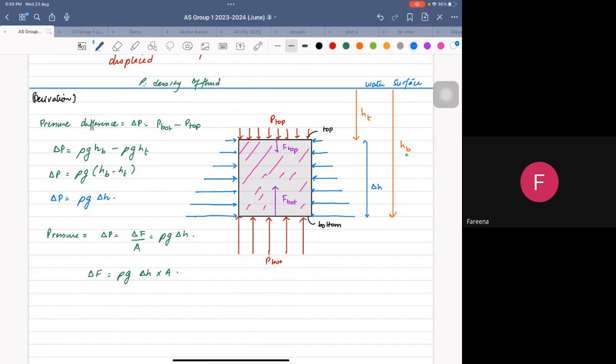So this is the area, right? Area of this object. What exactly is this? This is basically volume. The change in volume will be basically the area times the change in height. Do you guys get it? Like that. So the difference in force now can be written as rho g delta V, and this is the formula for upthrust. Understood, everyone?